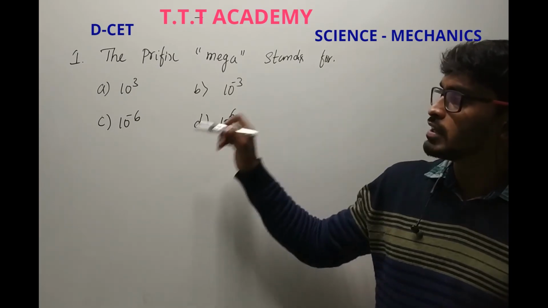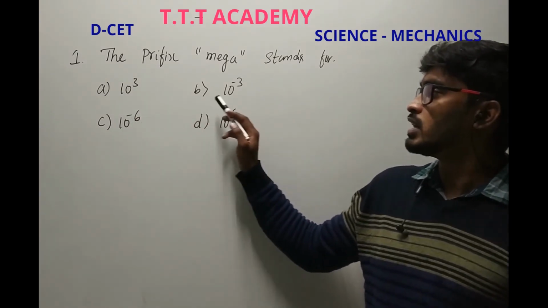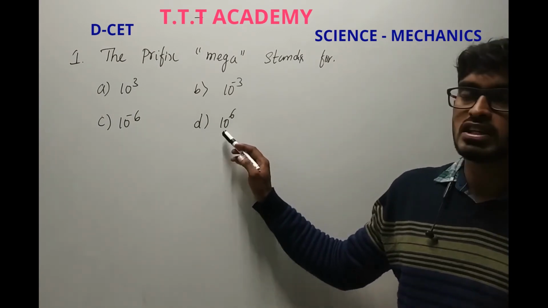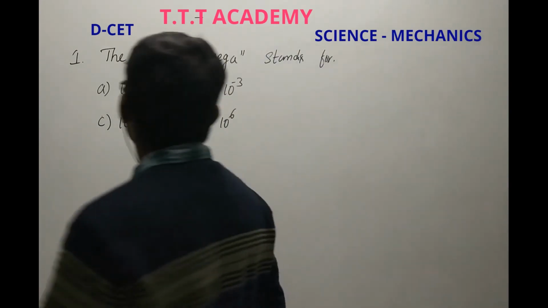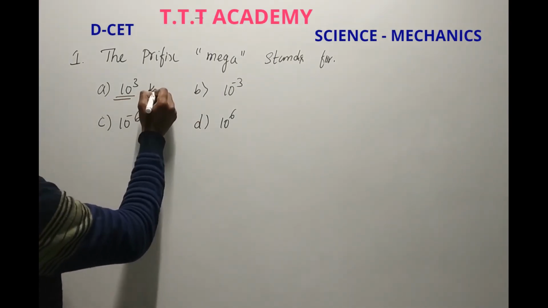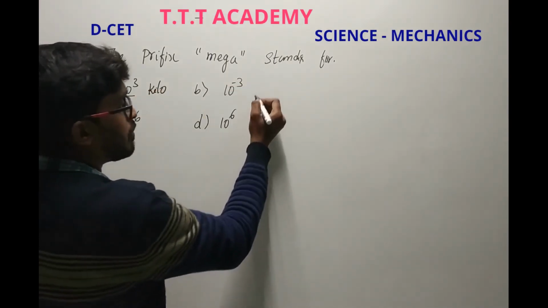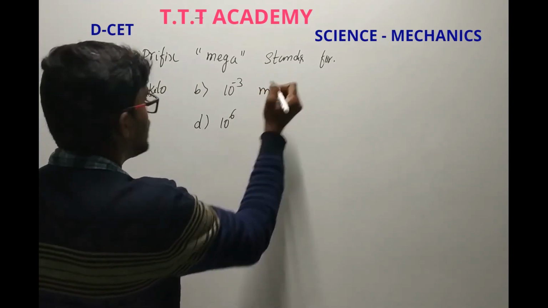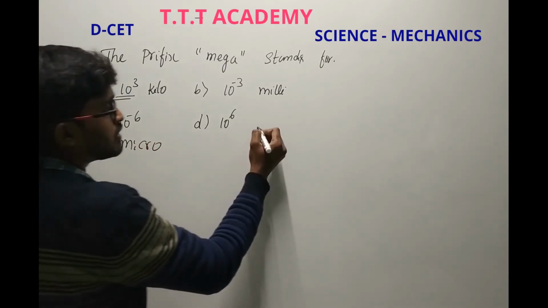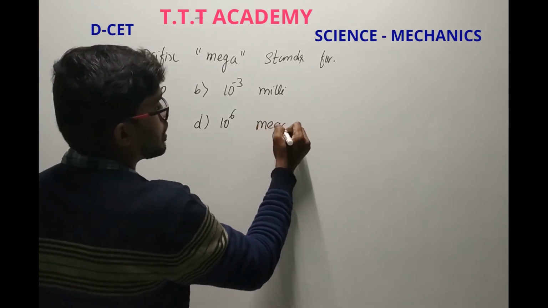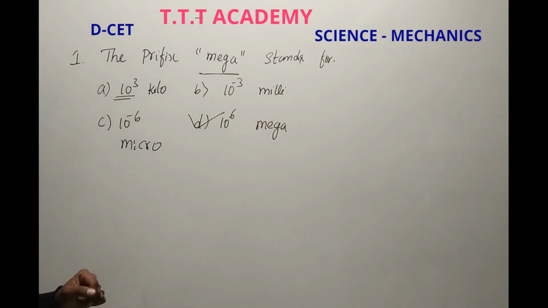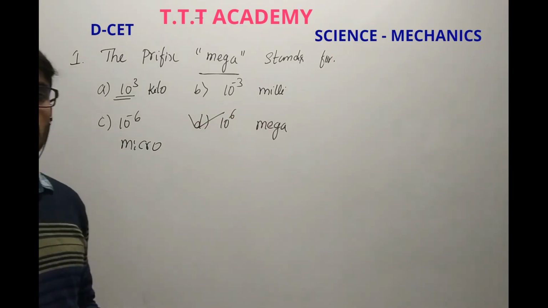Option A is 10 to the power of 3, option B is 10 to the power minus 3, option C is 10 to the power minus 6, option D is 10 to the power of plus 6. So we will discuss one by one. 10 to the power of plus 3 is kilo, 10 to the power of minus 3 is milli, and 10 to the power of minus 6 is micro, and this one is taken as mega. So the prefix mega indicates 10 to the power of plus 6. So option D is the correct answer.